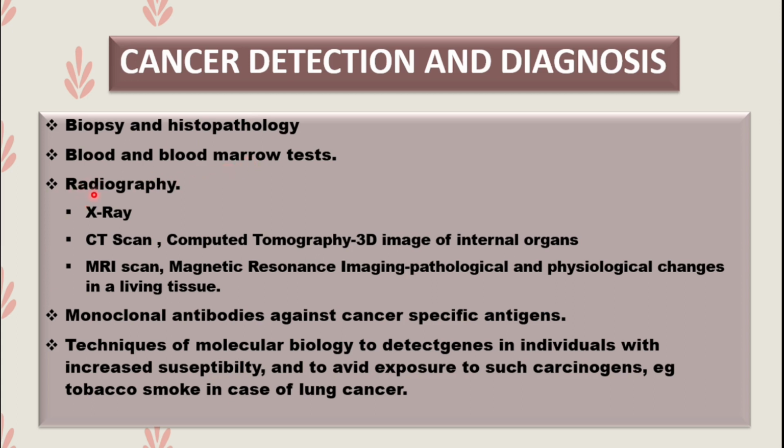The third detection methodology is through radiography, and radiography in turn can be using X-rays. X-ray can always detect the presence of cancer, or a CT scan. What is a CT scan? Computed tomography scanning. This computed tomography scanning gives the radiographer a 3D image of the internal organ, and that in turn is very useful to find out whether there is cancer.